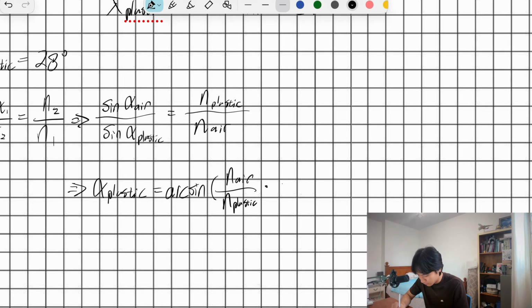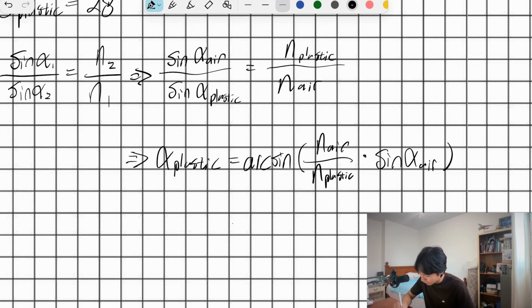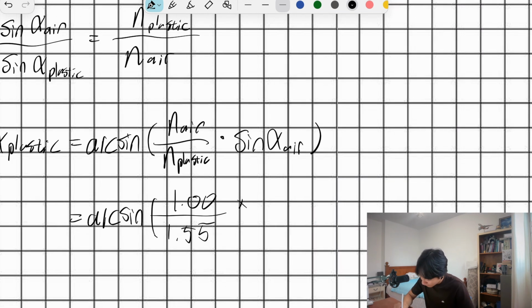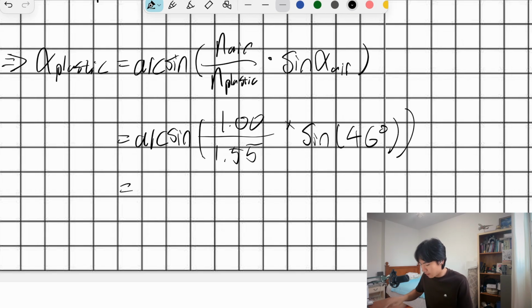Okay, it's going to be sine alpha air, right? Since we know all of these values, we can just say it's going to be arcsine of n air, which I told you is 1.00, and plastic was 1.55, times sine alpha air, which is sine of 46 degrees.